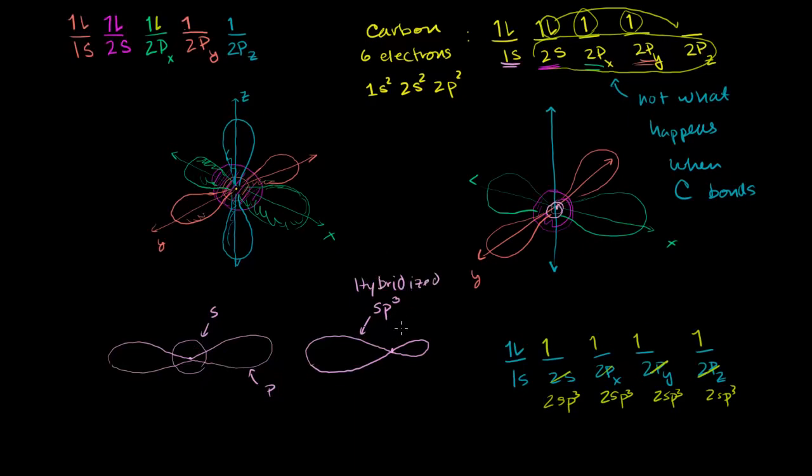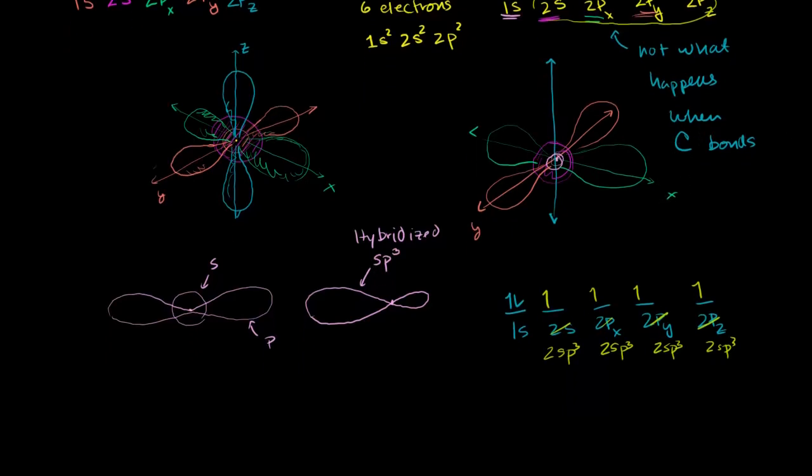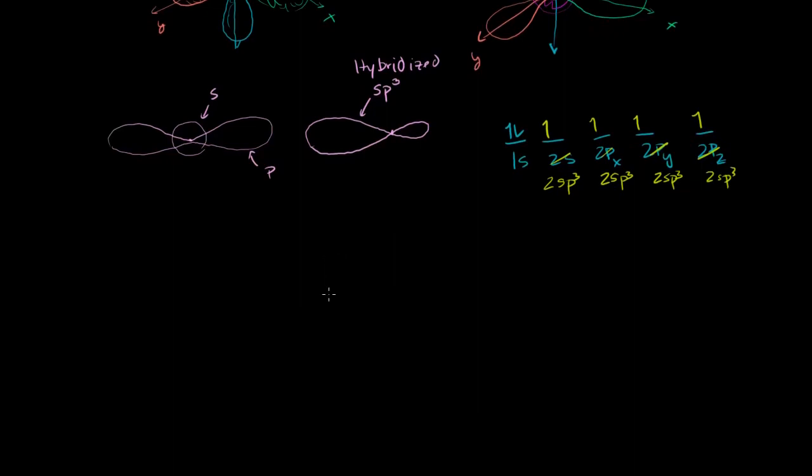And hybridized sp3 orbitals are the orbitals when carbon bonds with things like hydrogen, or really with anything. So if you looked at a molecule of methane, and people talk about sp3 hybridized orbitals, all they're saying is that you have a carbon in the center. Let's say that's the carbon nucleus right there. And instead of having one s and three p orbitals, it has four sp3 orbitals.